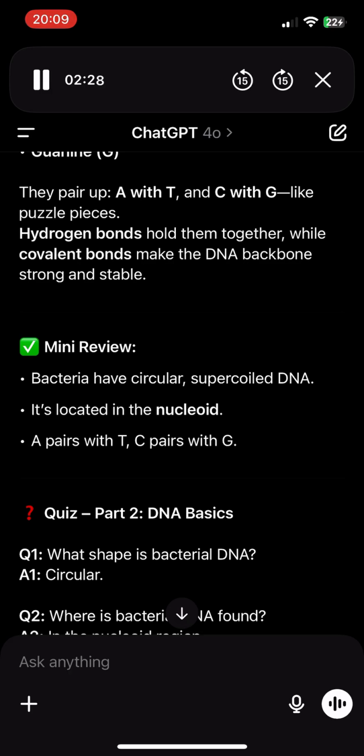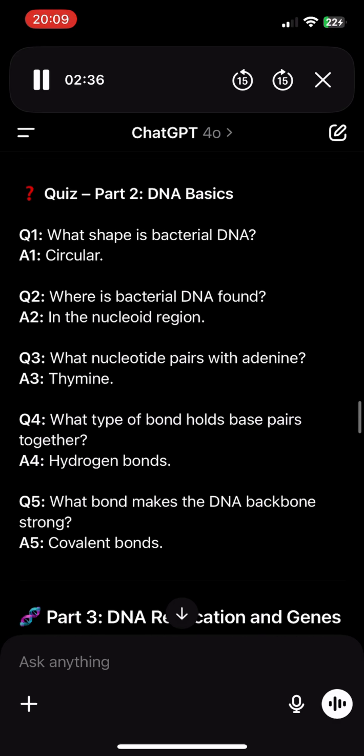Quiz Part 2, DNA Basics. What shape is bacterial DNA? Circular. Q2, where is bacterial DNA found? In the nucleoid region. Q3, what nucleotide pairs with adenine? Thymine. Q4, what type of bond holds base pairs together? Hydrogen bonds. What bond makes the DNA backbone strong? Covalent bonds.